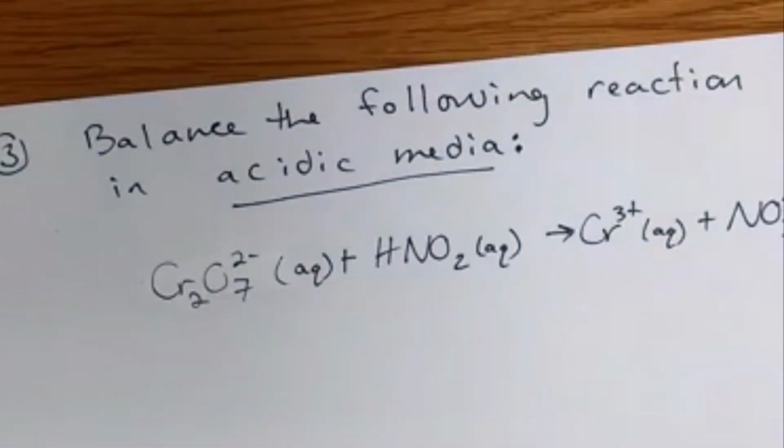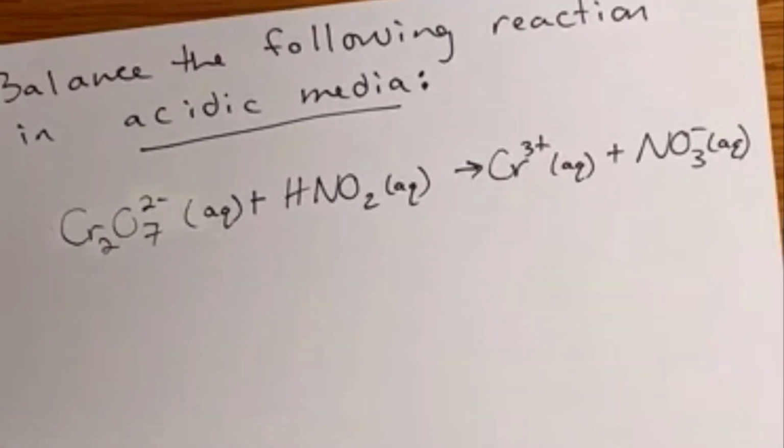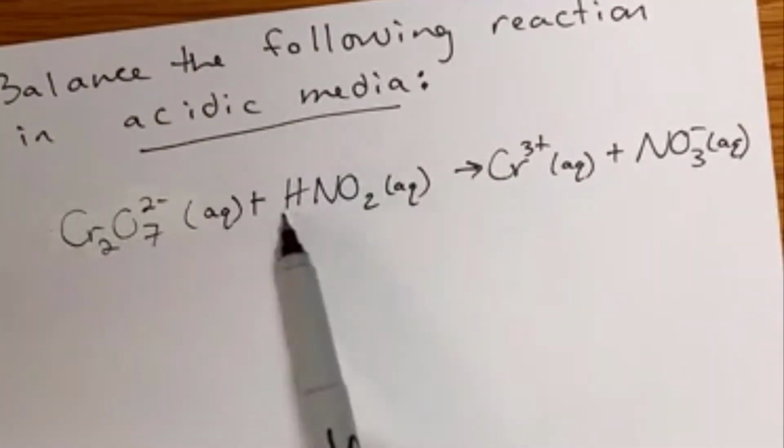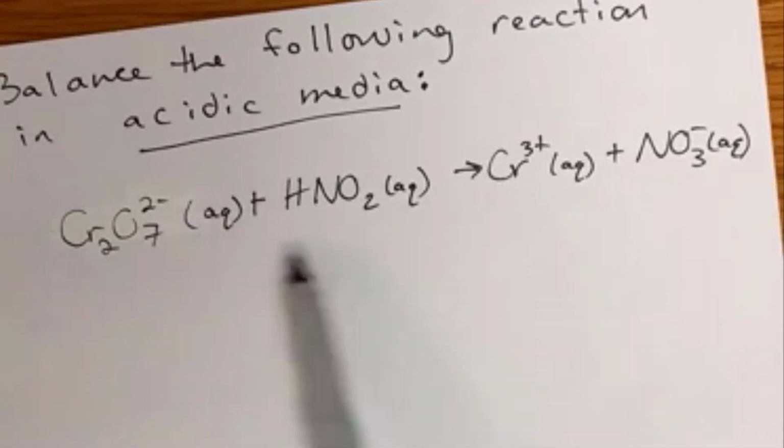Let's balance this reaction, but we're going to make it more complicated. We're balancing it in acidic media. Now, what makes it more complicated? If I look at everything I've got chromium, I've got oxygen, I've got hydrogen, I've got nitrogen, I've got oxygen again, etc. So I've got a whole bunch of stuff.